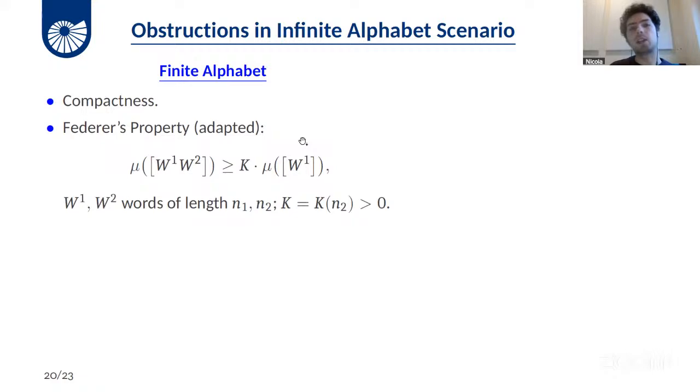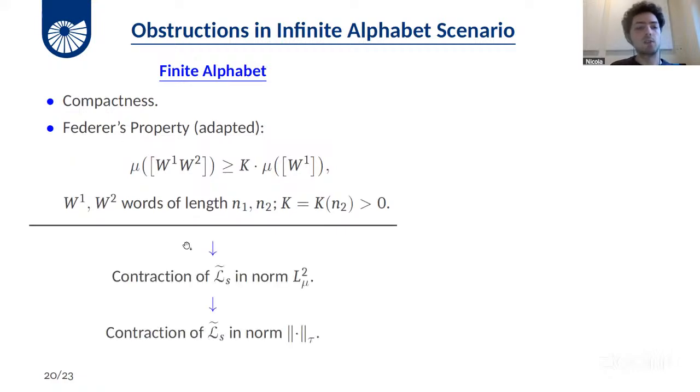in a different way. Let's say it is a uniform bound from below on the measure of nested cylinders, but the rigorous definition was the one that Paulo gave us before. With these two underlying fundamental ingredients, we achieve a contraction of the normalized twisted transfer operator in the norm L2, and then we can upgrade it to the contraction in the adapted norm.